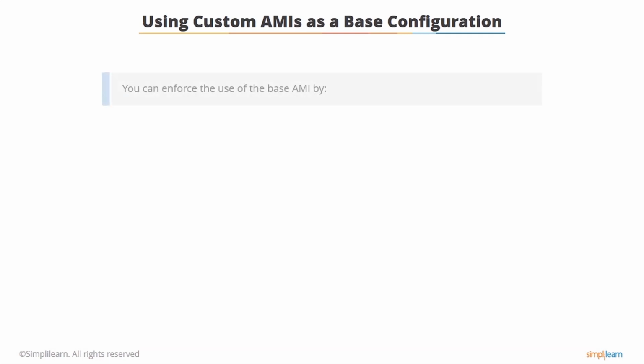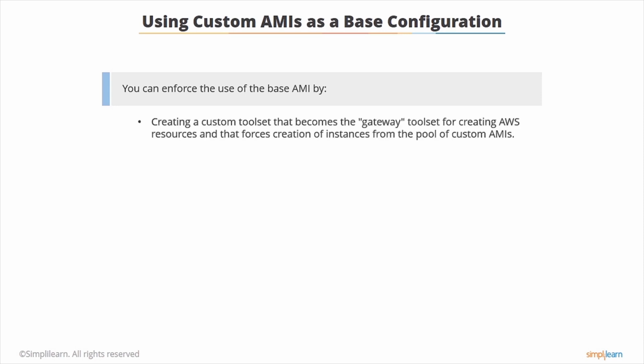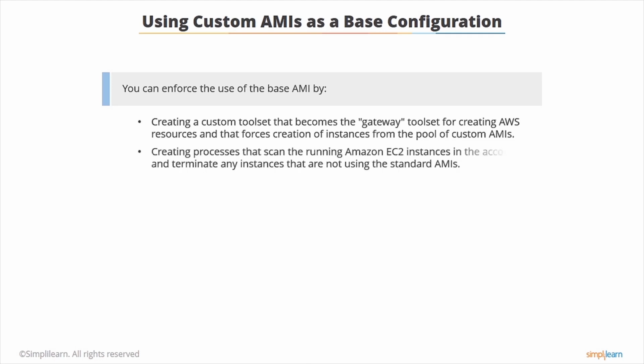Organizationally, you could enforce use of the base AMI in a couple of ways. Create a custom toolset that becomes the gateway toolset for creating AWS resources, and that forces creation of instances from the pool of custom AMIs. Create processes that scan the running Amazon EC2 instances in your account and terminate any instances that are not using the standard AMIs.